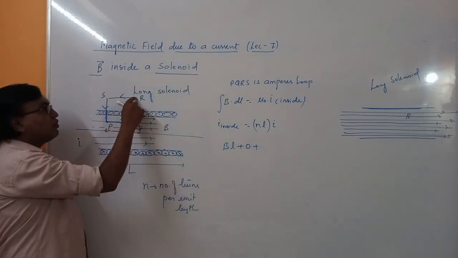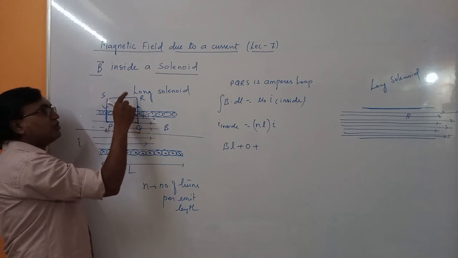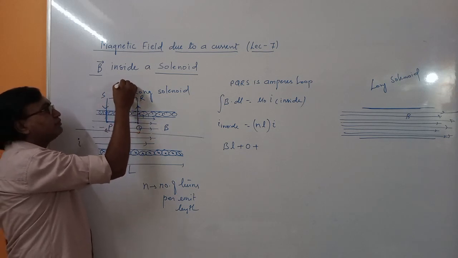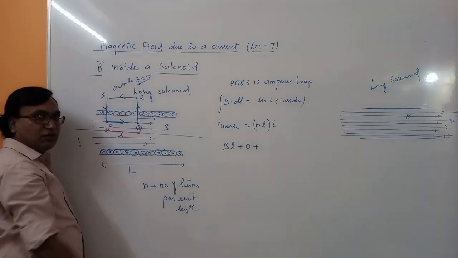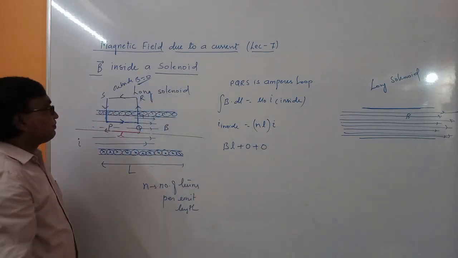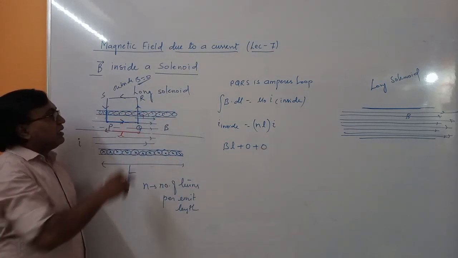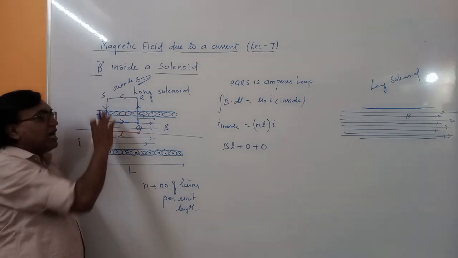Then similarly we are moving along RS. If you are moving along RS, here actually there is no magnetic field outside. B is 0. So the magnetic field circulation along RS will be 0.